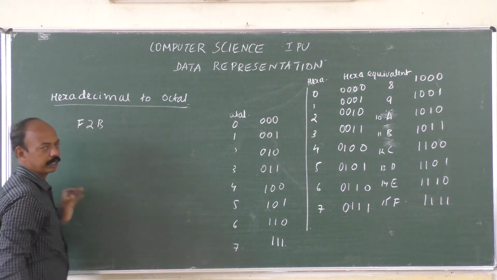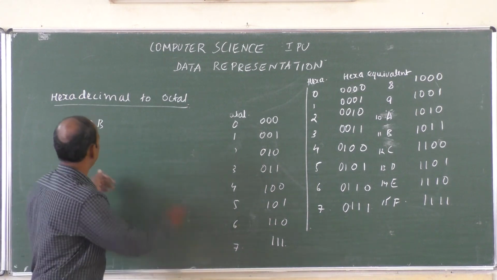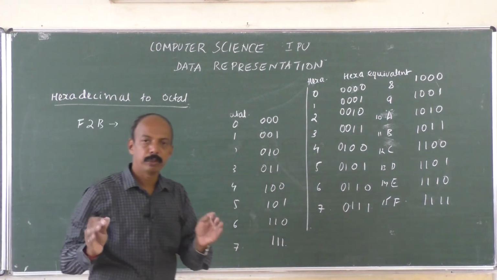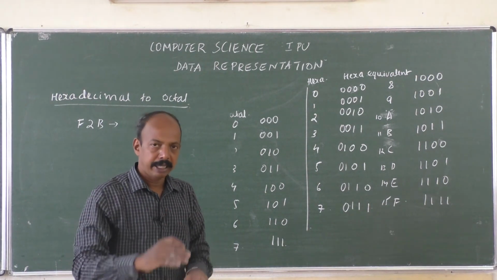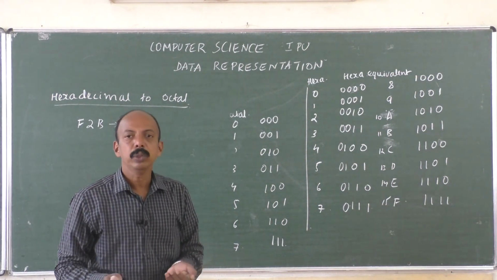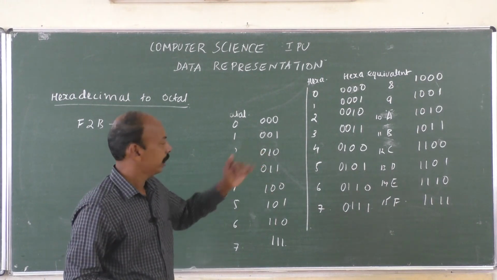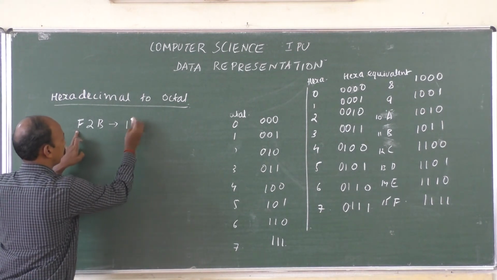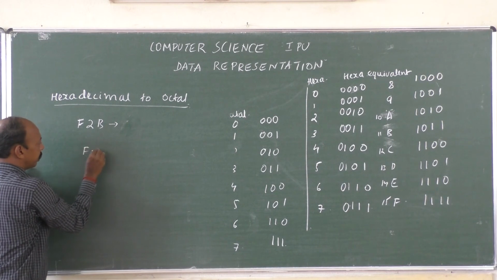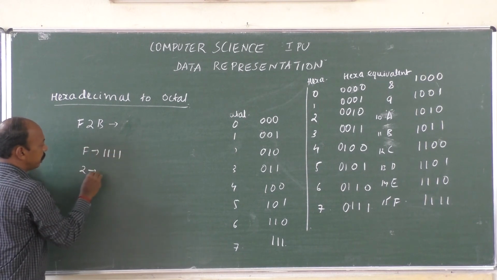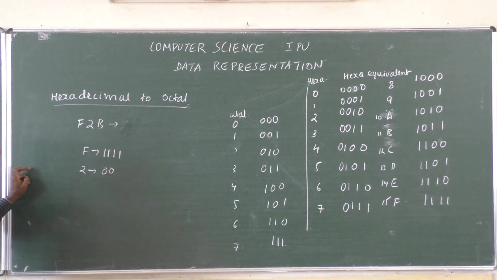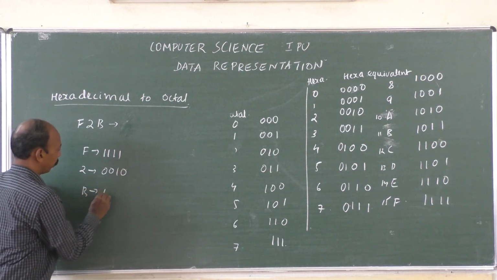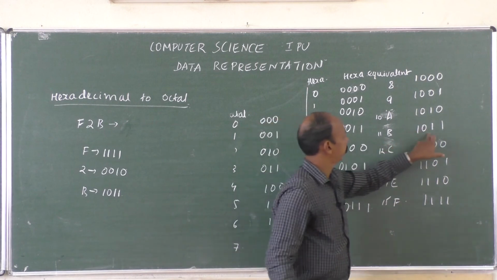F2B for example, what we have to do? First convert them into binary, while converting into binary, in the group of 4 we will write. Then the binary number we will get. Again, group them into groups of 3 and write in octal form. So, F is 1, 1, 1, 1, 2 is 0, 0, 1, 0, B is 1, 0, 1, 1.